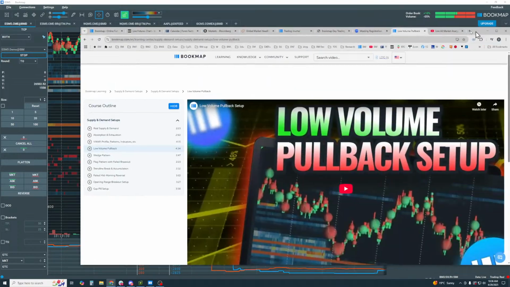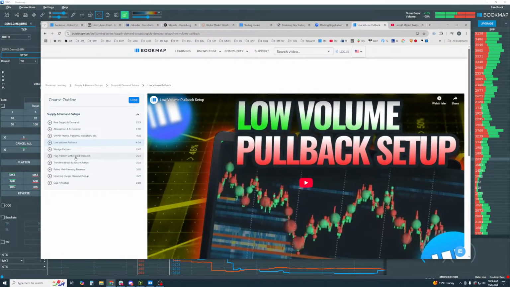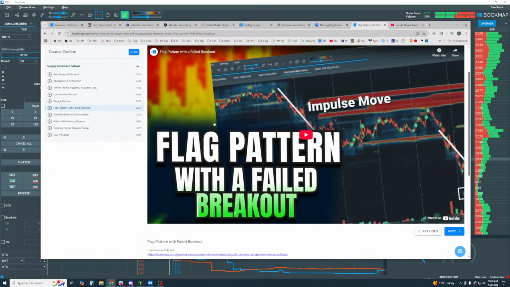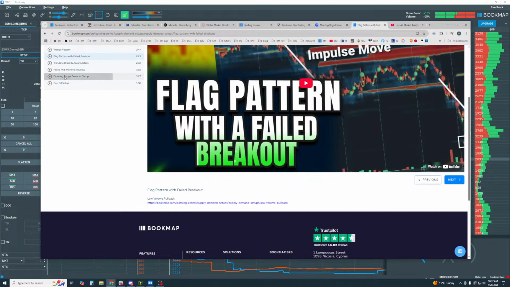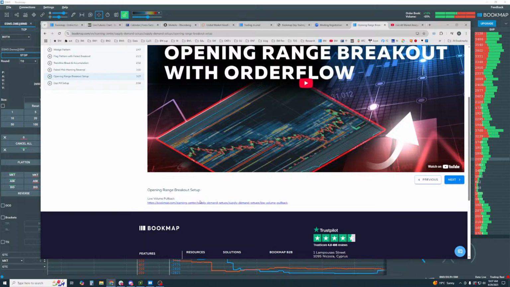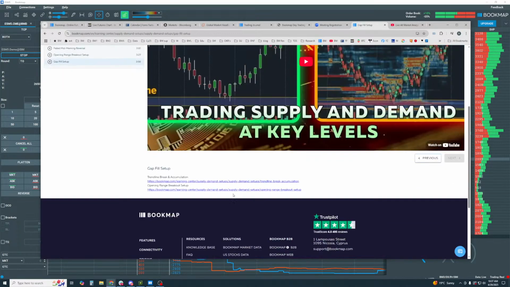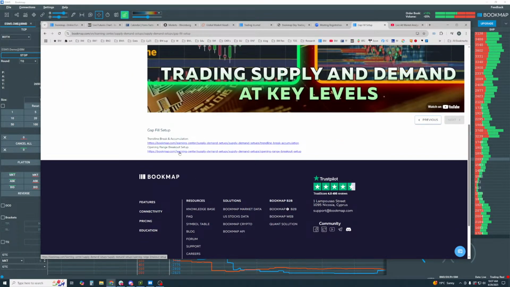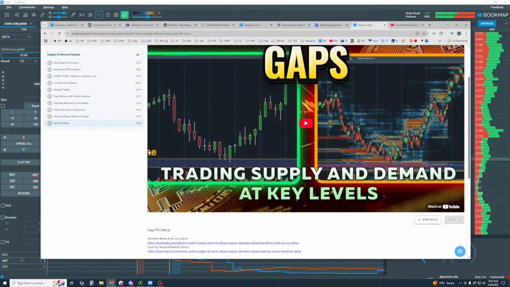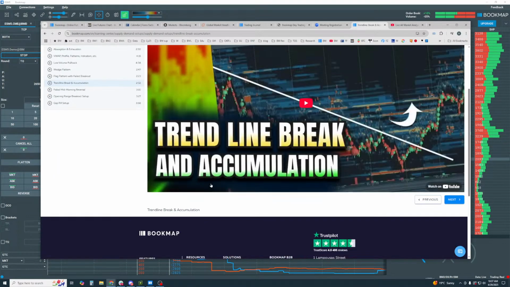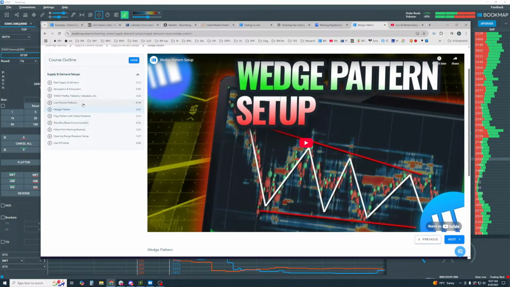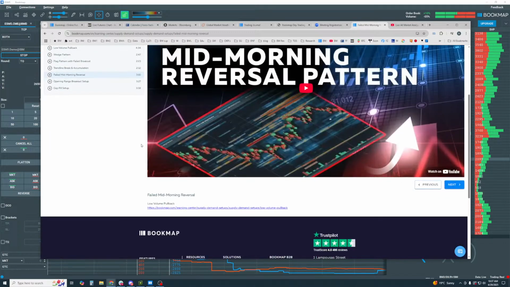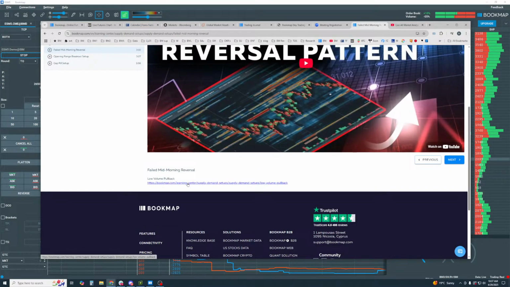You'll see in the course how I talk about the flag pattern with a failed breakout. There's a reference to the low volume pullback in here. Okay, here for the ORB trade, reference to the low volume pullback. Also the gap trade, there's reference to the low volume pullback and also the trend line accumulation. Okay, you'll see it in a bunch. I forget which ones have it all. Maybe the wedge pattern has it. No. But anyway, you'll see it. Yeah, here, failed mid-morning reversal, a low volume pullback.